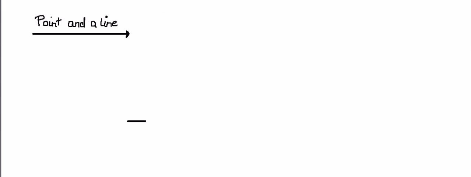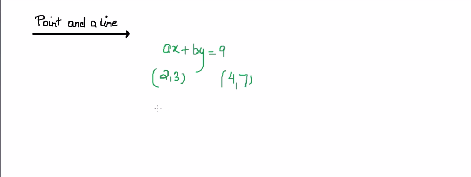So the question is, the equation of a straight line is given as ax plus by equals 9. There are 2 points given on the straight line. Points are 2, 3 and 4, 7, sorry. So 2 points are given, 2, 3 and 4, 7. You have to calculate the values of a and b.